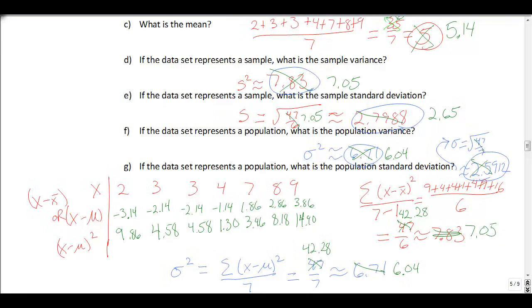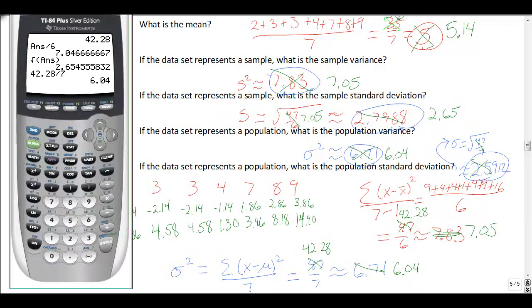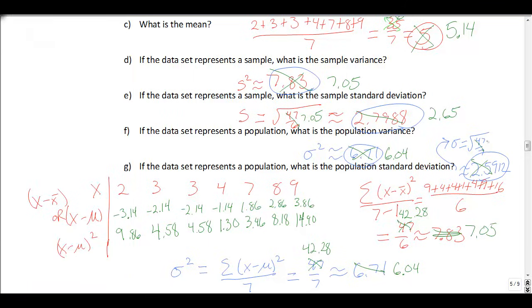And then we take the square root of 6.04 here. And what we get is 2.46. So our numbers changed to some degree. They all got a little bit smaller, it looks like, here. Okay, so we got those numbers.